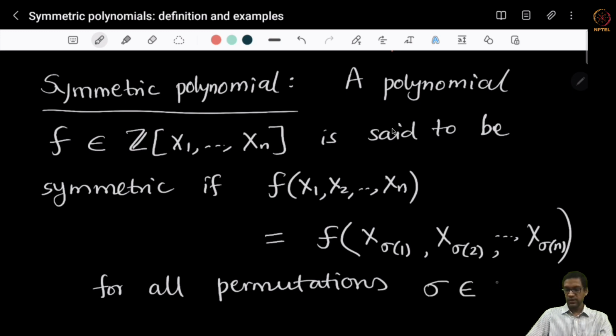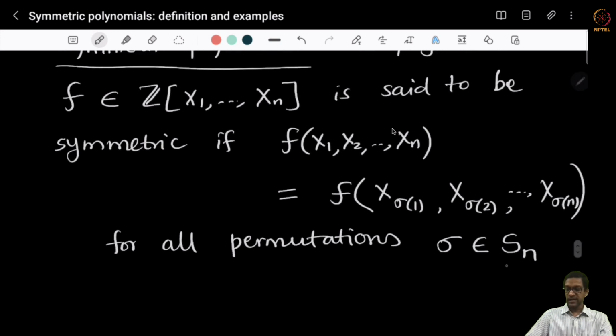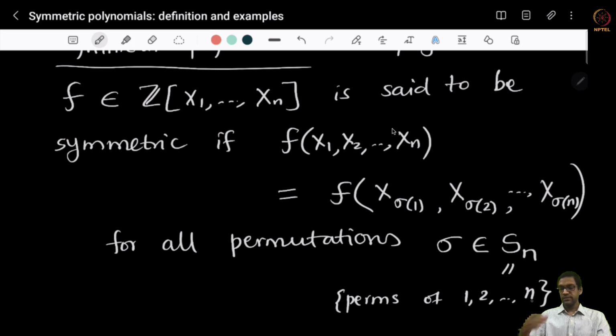Recall the usual terminology here. The permutation group Sn is nothing but the set of all permutations of n distinct symbols. Here I'm going to think of Sn as the set of permutations of the numbers 1, 2, 3 till n. So any which way you permute the variables, the polynomial f remains the same. So that's the definition of a symmetric polynomial.